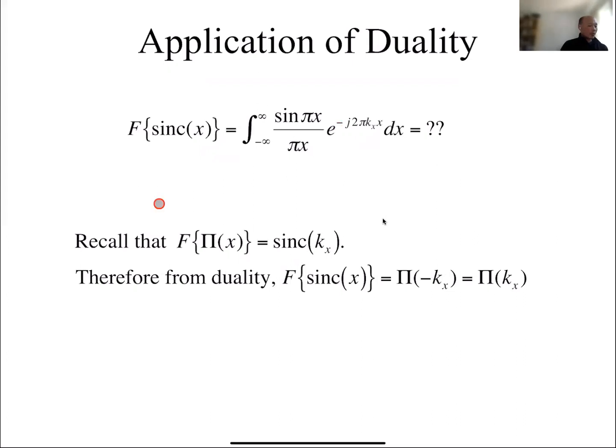On the other hand, we can go to duality. We know that the Fourier transform of a rect function goes to sinc. Therefore, the Fourier transform of sinc of x should go to a rect of minus kx, but a rect function is symmetric, so that just means sinc goes to rect. And that's really nice. So rect goes to sinc and sinc goes to rect. That's another really important Fourier transform pair to keep in mind, and also very simple, okay? So rect goes to sinc, sinc goes to rect.